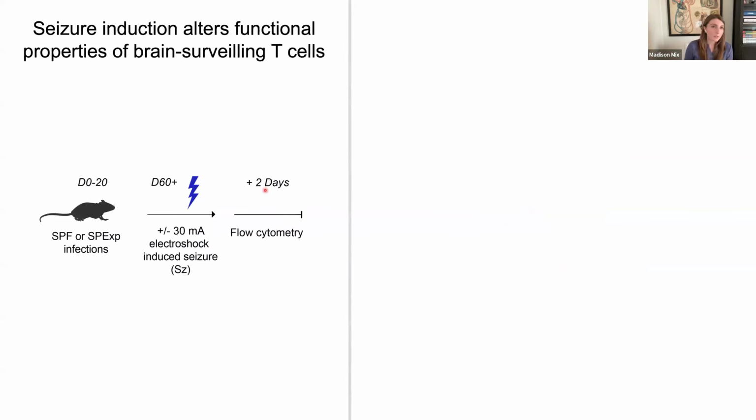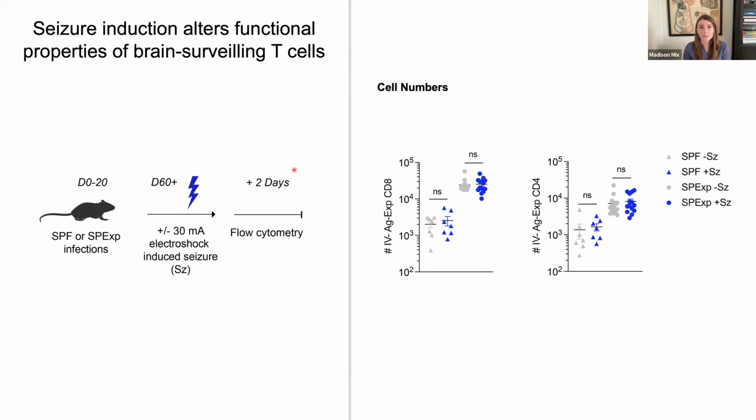So in order to model a seizure, we needed something inducible. And so what we did is we took our specific pathogen-free and experienced mice, and at our memory time point, we induced a 30 milliamp current induced seizure via transauricular current delivered via ear clips. And 2 days later, we wanted to assess, were there any changes in our T cell populations of interest? When we first looked at cell numbers, we did not see any differences following the induction of a seizure.